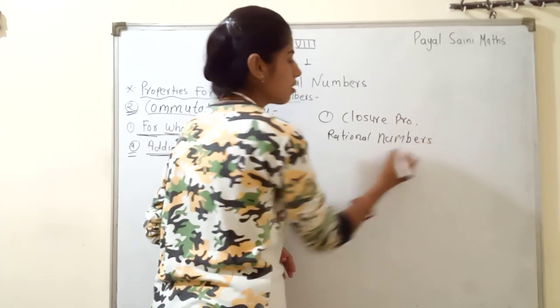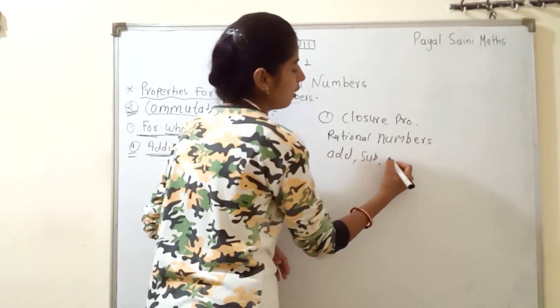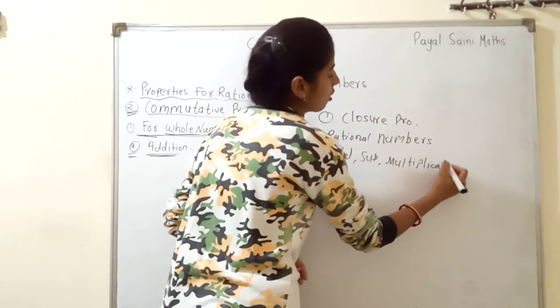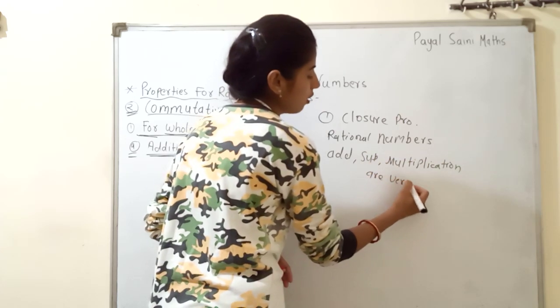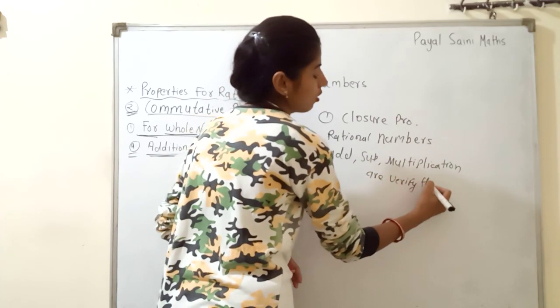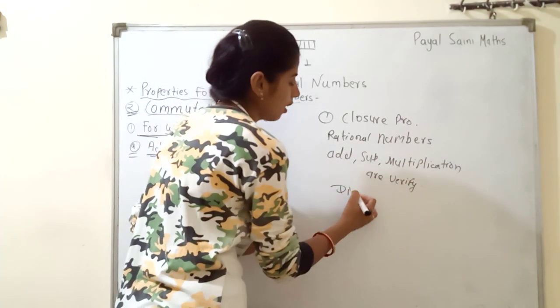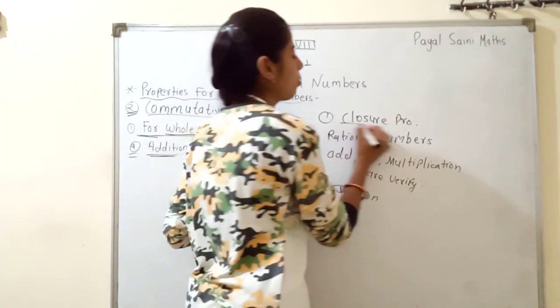In rational numbers, addition, subtraction and multiplication verify the closure property, but division does not verify. How do we understand the closure property?